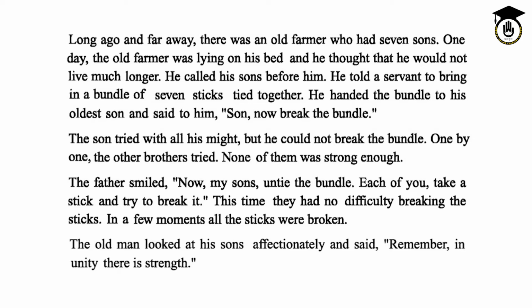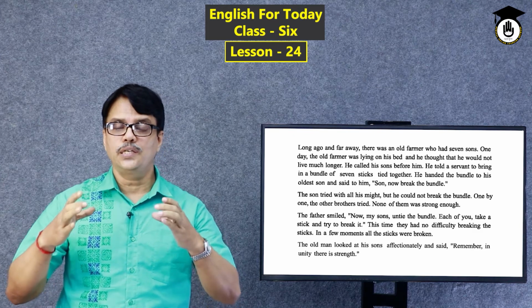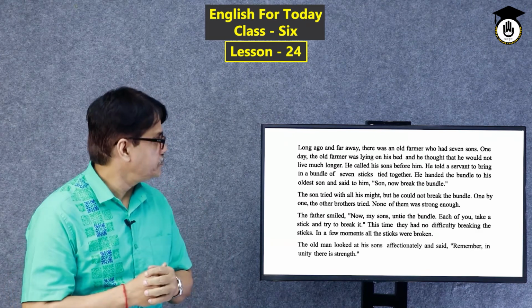There was an old farmer who had 7 sons. One day, the old farmer was lying on his bed and he thought that he would not live much longer. He called his sons before him. He told a servant to bring in a bundle of 7 sticks tied together. Understand what the old man told? সে তার সার্ভেন্টকে বলল এক আটি বাঁধা লাঠি নিয়ে আসো.